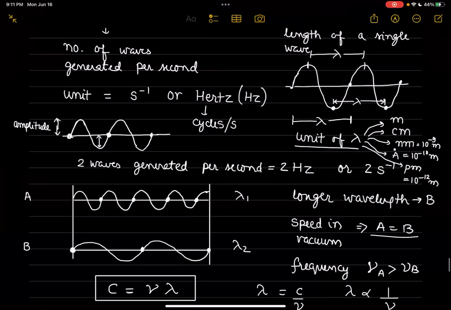What is the wavelength? The distance from one crest to another crest, or the distance between two troughs. The distance between two crests or two troughs.